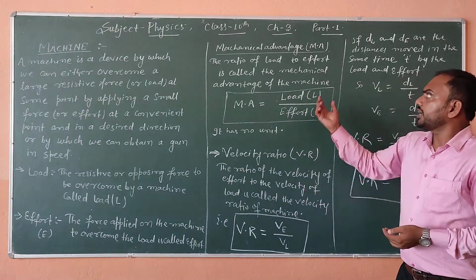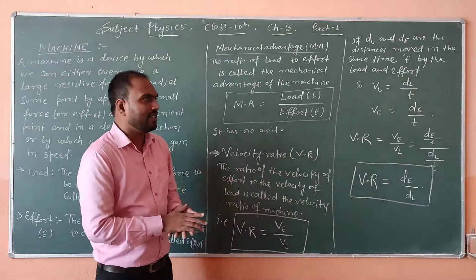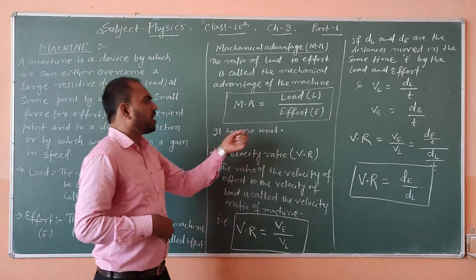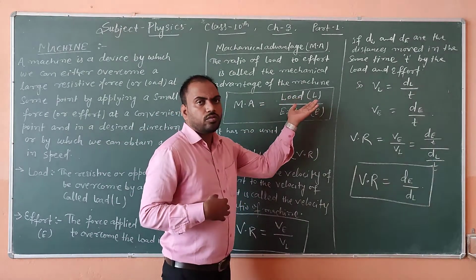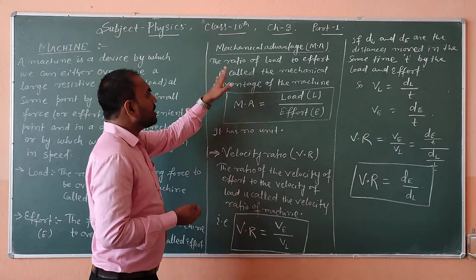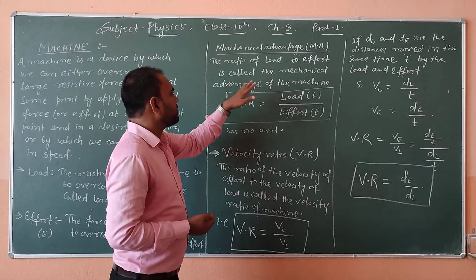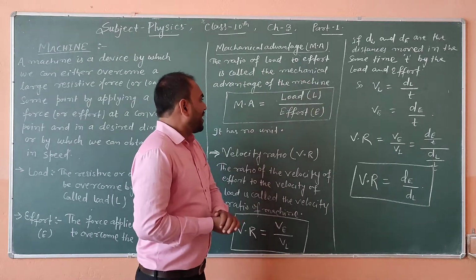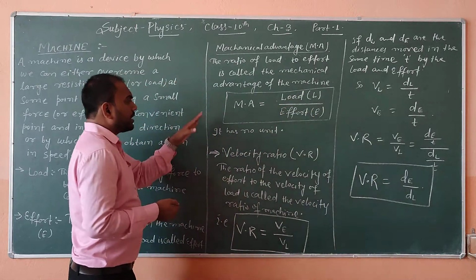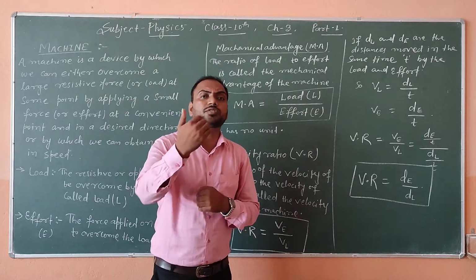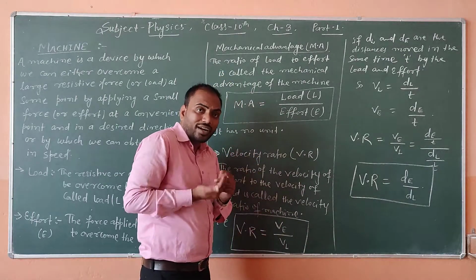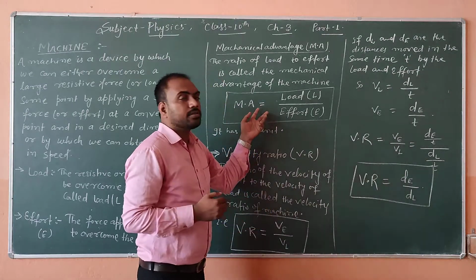The next terminology is mechanical advantage. What does it mean? Simply, it is a ratio of load and effort. How much force you are applying is called effort. How much force is required to do the work is called load. The ratio of load to effort is called the mechanical advantage of a machine. The formula is load upon effort. It gives you an idea of how many times your force, your effort, is increased or decreased.